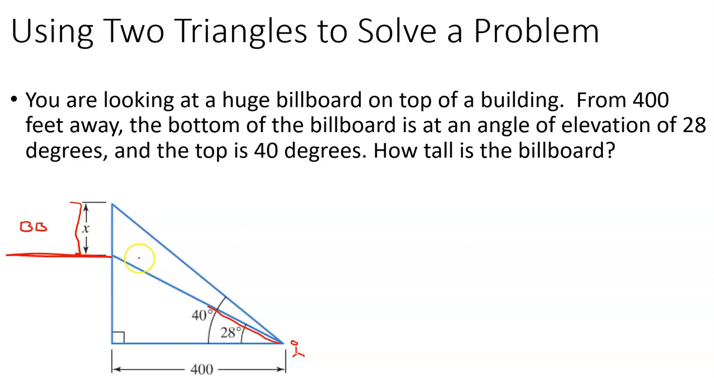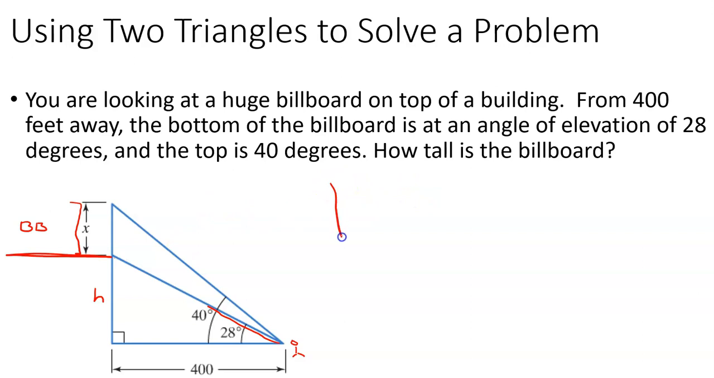Well, this doesn't give me a whole lot to go on. What I do know is that there's something in common to both of these measures, which is the height of the building, which I don't know. So I'm going to introduce a second variable into this problem, because without it I can't do much. This triangle up here is not a right triangle, so I don't have enough information right now to solve it, because really all we know is right triangle trig.